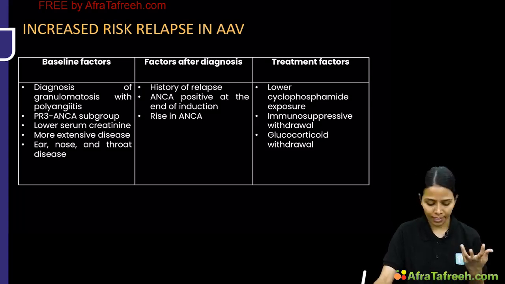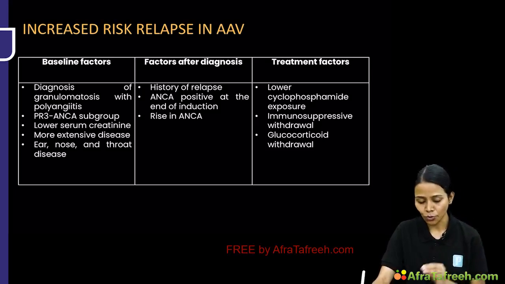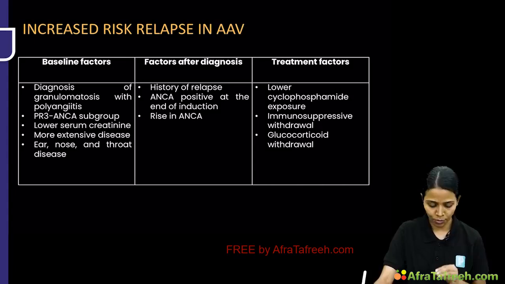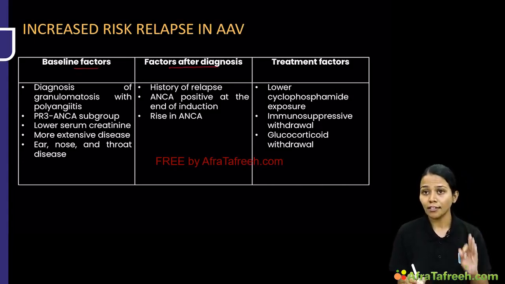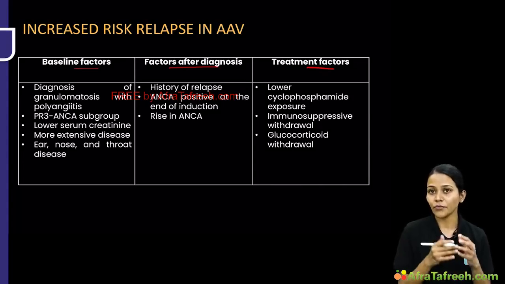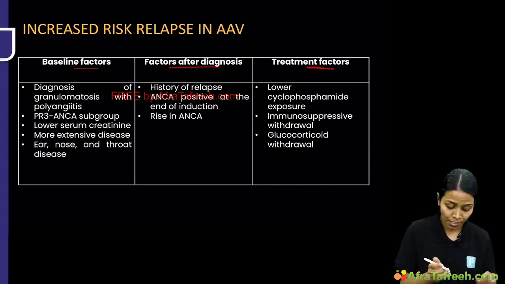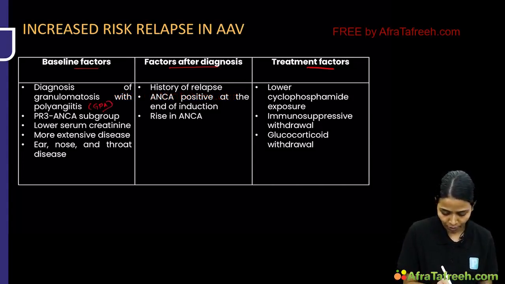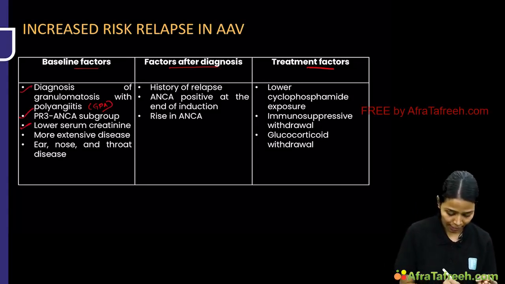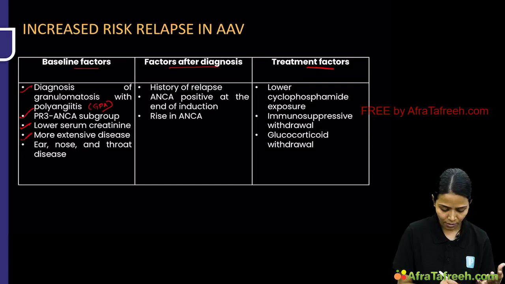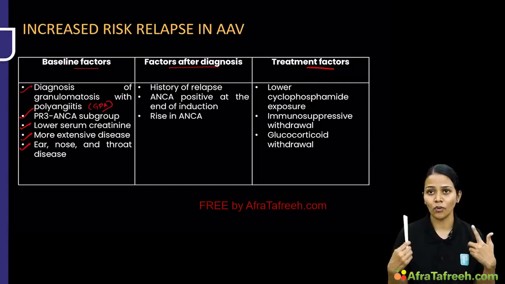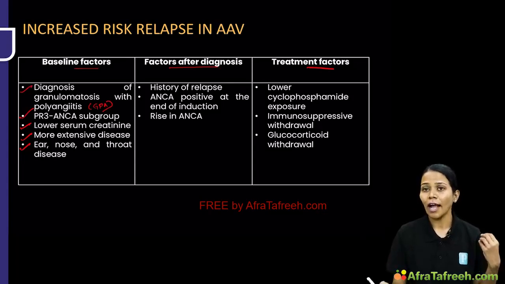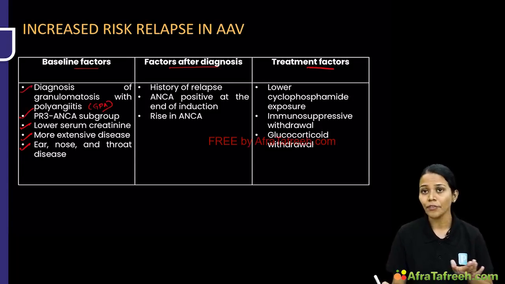Now, who are the patients with increased risk of relapse in AAV? There are three factors you can use to see who are the patients who have increased risk of relapse in ANCA-associated vasculitis. First, you have to see the baseline factors, then the factors after diagnosis, and third, the treatment factors. The baseline factors which can suggest that this patient has increased risk of relapse are diagnosis of GPA, or granulomatosis with polyangiitis. And we know that GPA has PR3 positivity. So PR3, okay. Then lower serum creatinine, more extensive disease, and ear, nose and throat disease. We know these are all characteristic of GPA, where ear, nose and throat is involved, and multiple organs are involved, and not just the kidney. And if it is PR3 disease and GPA. Okay, so all these are the baseline factors.